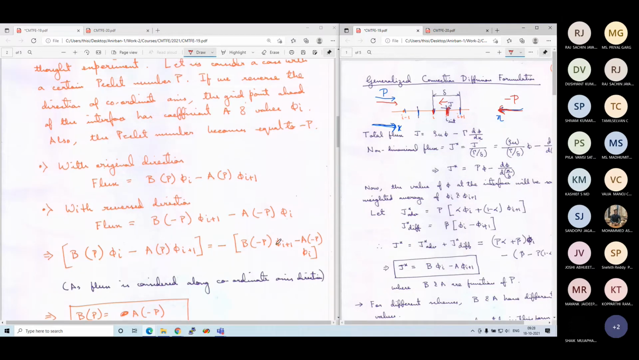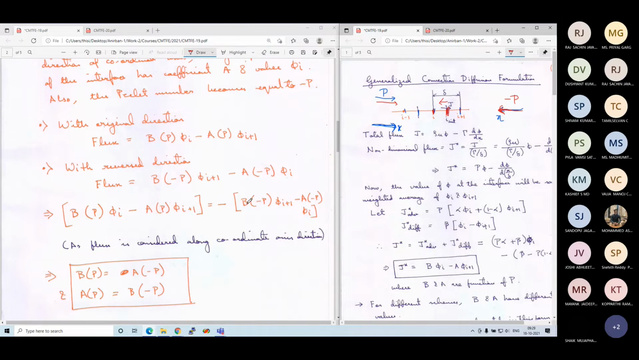So these two we can equate. B(P) phi I minus A(P) phi I plus 1 is equal to the negative of this flux, because it was in the other direction: minus B(minus P) phi I plus 1 minus A(minus P) phi I. If you compare the coefficients of phi I, B of P is equal to A of minus P. The negatives get cancelled. And A of P is equal to B of minus P.